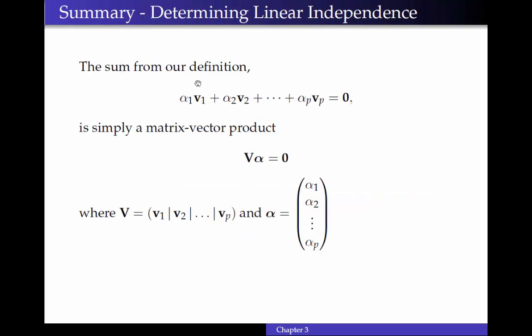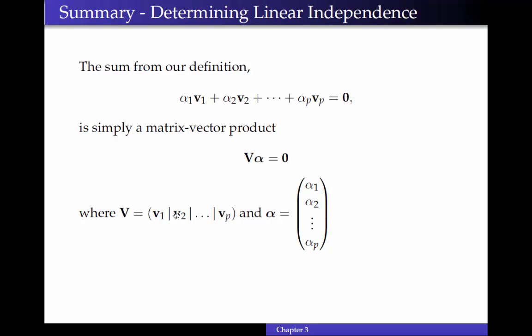So again, in summary, that sum from that definition, where we have the coefficients times the vectors added up equal to 0, is a matrix vector product. I hope that by now you can see that, because this is a very common thing that we're going to use when we get to the MSA program and we are talking about linear algebra and a lot of data analytical techniques. We have to realize that linear combinations can be written as matrix products.